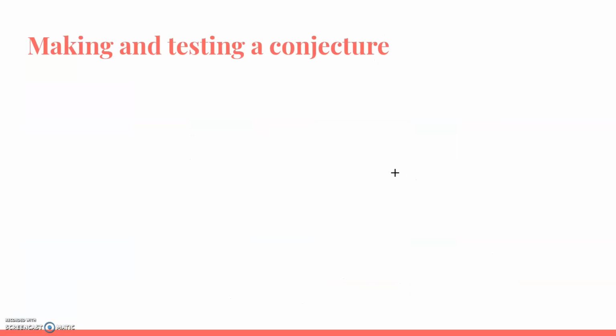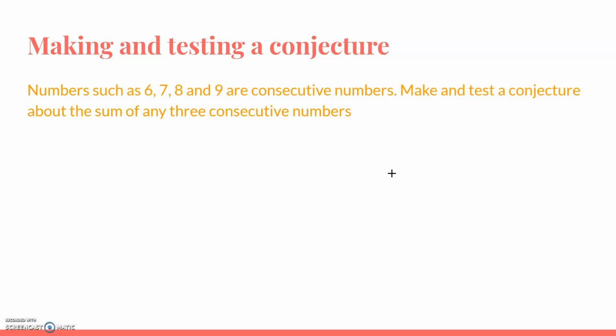Okay, so now, making and testing a conjecture. Here is the practice problem. Numbers such as 6, 7, 8, and 9 are consecutive numbers. Make and test a conjecture about the sum of any 3 consecutive numbers. Pause the video, give this a shot, come back, and I'll give you the right answer.